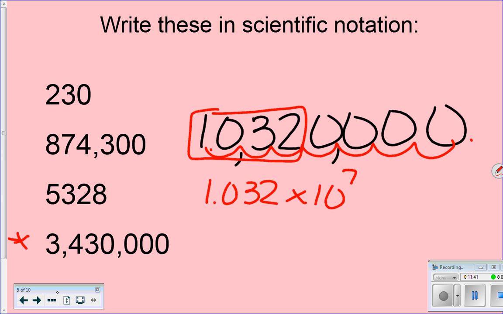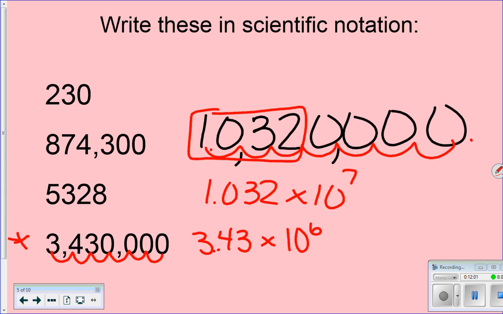All right, somebody tell me what this is in scientific notation. Who's got a good guess? Jacqueline? Times 10 to the... Yep. Yes, this is your answer. You have to have this right now.